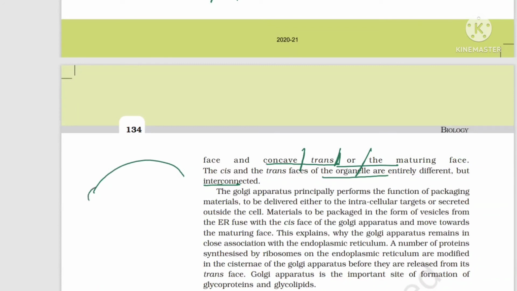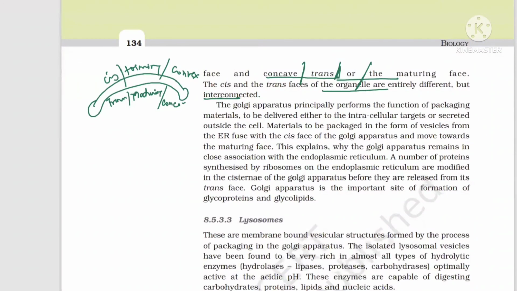So this way you can make the diagram once again. They are interconnected, and cis means forming, means convex. Trans means maturing, means concave. And I told you what they are doing. Their primary function is packing. Primary function is packing. The material which they received is to be delivered either inside the cell or outside.